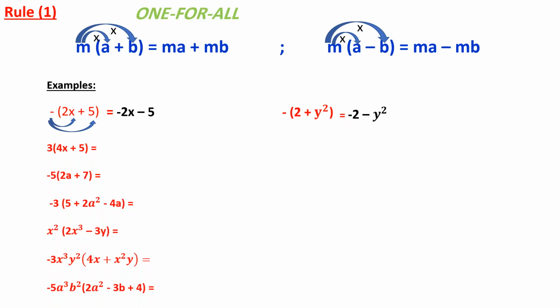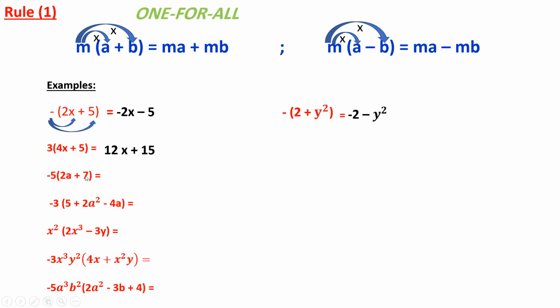Other examples: the parenthesis here now is multiplied by 3. So positive times positive is positive, 3 times 4 is 12, and we keep the x. Now 3 is multiplied by positive 5. Positive times positive is positive. 3 times 5 is 15. So the answer is 12x plus 15.